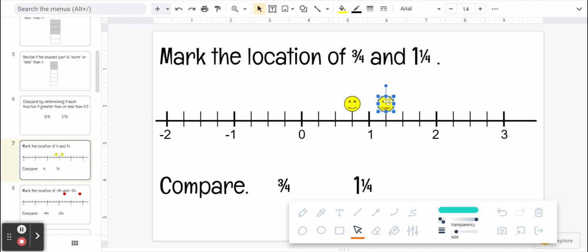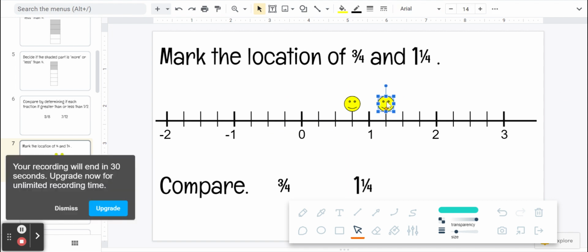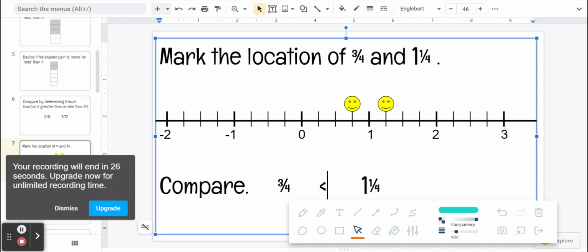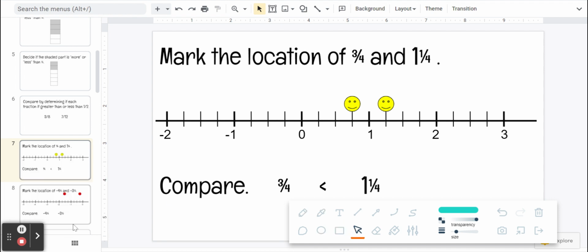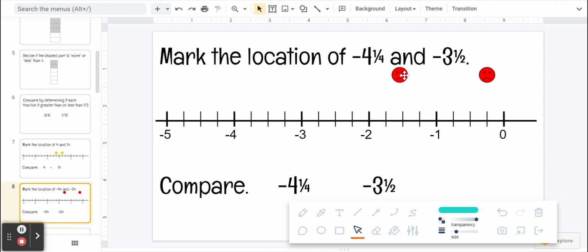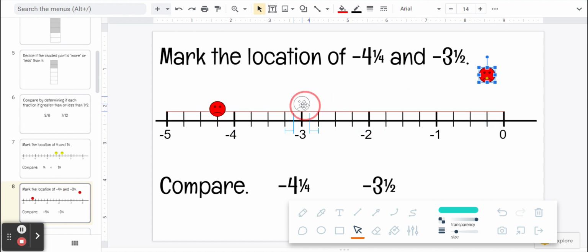This one is further to the right. The one that's furthest to the right is the larger number. So in this case, 1 and 1/4 is the greater number. Okay, might run out of time here. All right, so for this one, -4 and 1/4, we'd go back 4 and an extra 1/4. For this one, we would go backwards 3 and an extra 1/2. So in this case, this one is the larger number. -3 and 1/2 is the greater number.